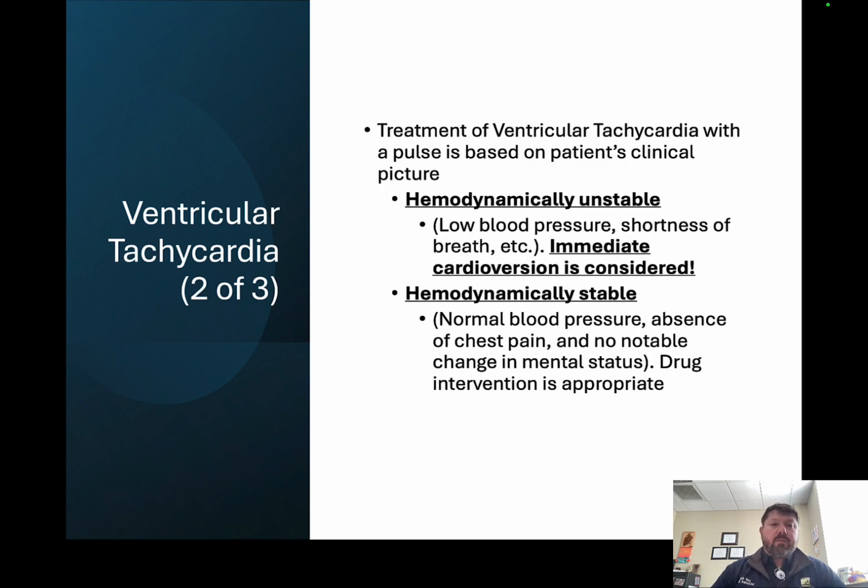Treatment of VTAC with a pulse is based on the patient's clinical picture, and if they've got a pulse, we're going to move to the American Heart Association tachycardia with a pulse algorithm. If they're hemodynamically unstable, immediate cardioversion at 100 joules is recommended. And if they're hemodynamically stable, then we're going to consider using amiodarone, 150 milligrams over 10 minutes.